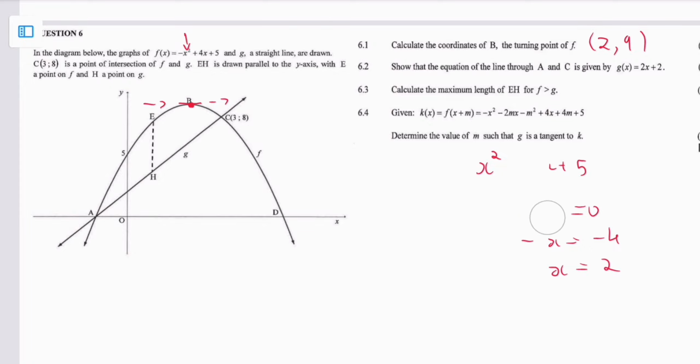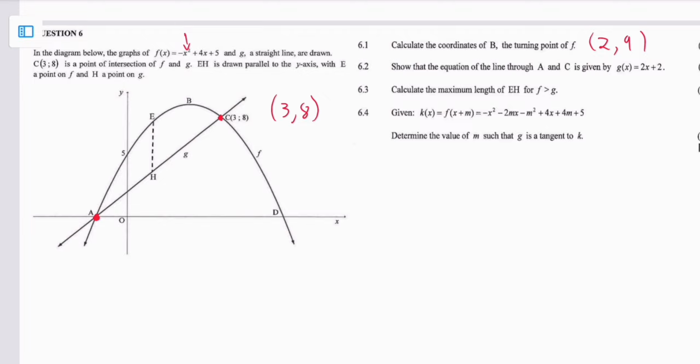Then they say, show that the equation of the line through A and C, let me just erase this, through A and C is given by g of x equals 2x plus 2. Whenever we want an equation of a line, we just need 2 coordinates and then we've got it, right? We've already had half our job done by the examiner. They give us 3 and 8. Now we just need to know the value of A.